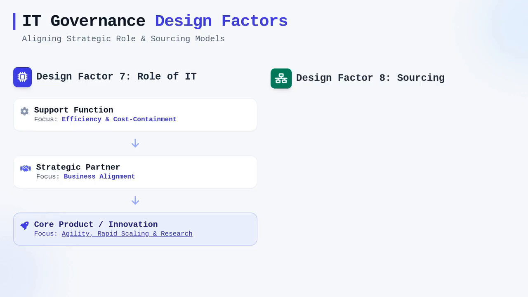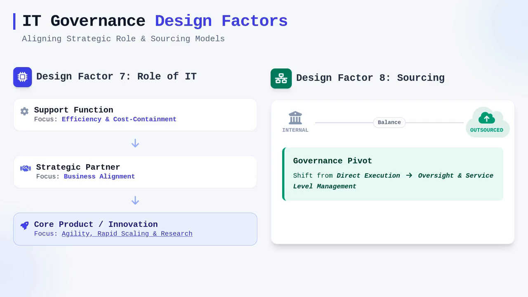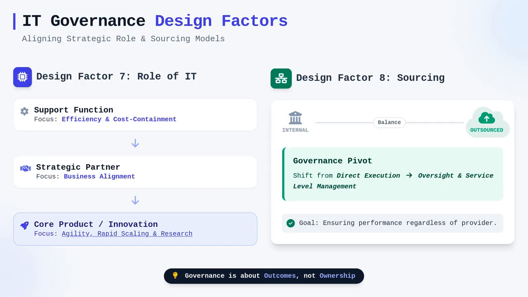Moving to design factor 8, the sourcing model for IT, we look at the balance of internal versus outsourced capabilities. Organizations relying on managed services or cloud providers must shift their governance focus from direct execution to oversight and service-level management of third-party vendors. This structural shift highlights that governance is not about doing everything yourself, but rather about ensuring that everything, regardless of the provider, meets the desired performance levels.